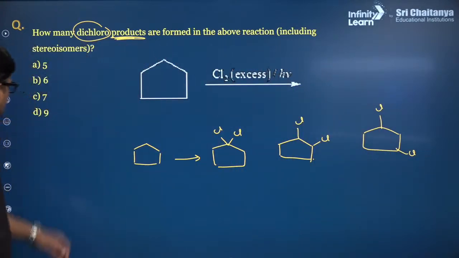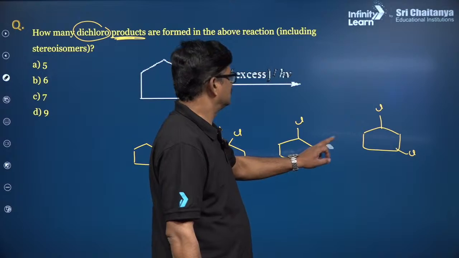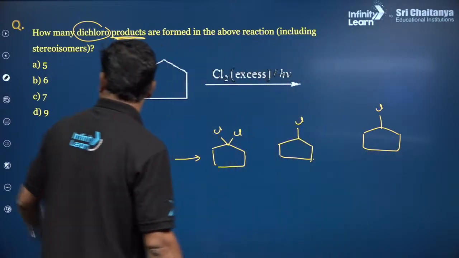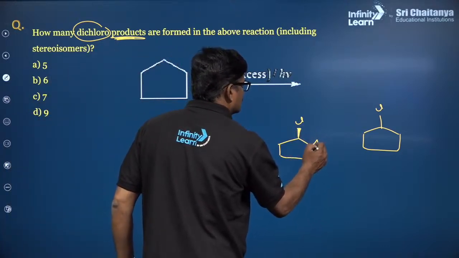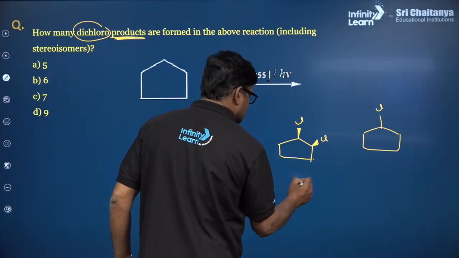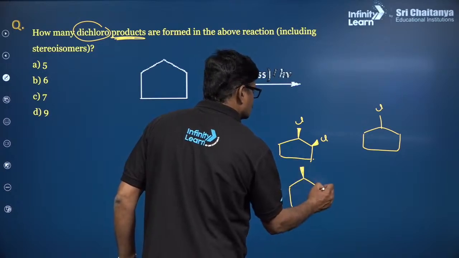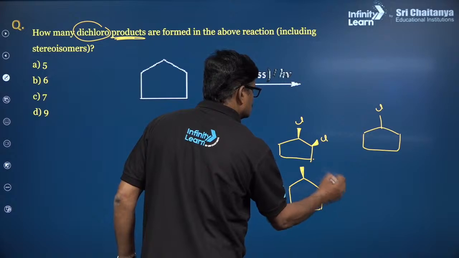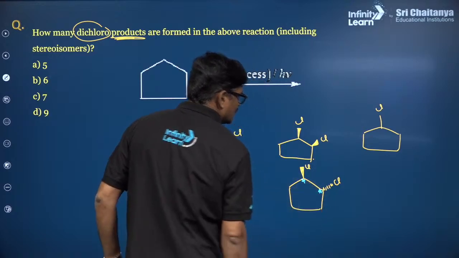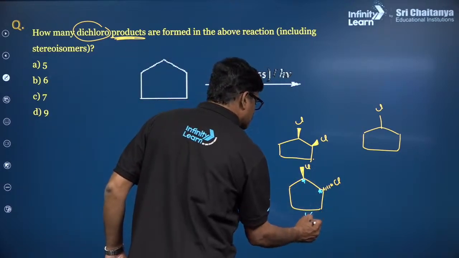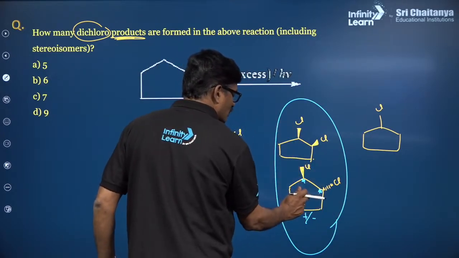Okay, so in this, let us see here. What are the possibilities? Here it is going to be trans and a cis, Cl. Now this is going to be chiral. So it is going to be plus and minus. So 1,2-dichlorocyclopentane contains 3 isomers, total 1, 2, 3.